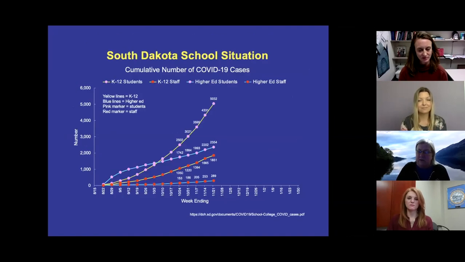As far as K-12 and higher ed, we have the K-12 students here with the yellow line. The other line here is the staff in K-12. We have about 5,000 K-12 students that have been diagnosed with COVID and about 1,800 K-12 staff. If you look at higher ed, we have about 2,300 higher ed students that have been diagnosed with COVID compared to about 290 faculty at institutions of higher education.